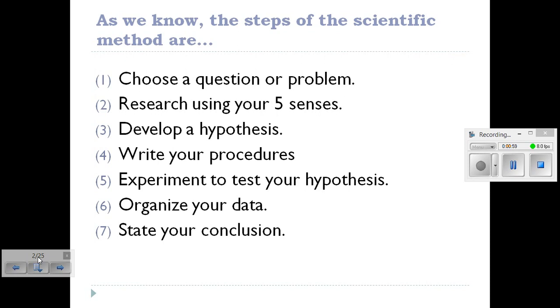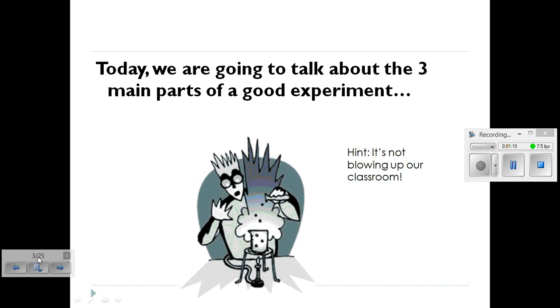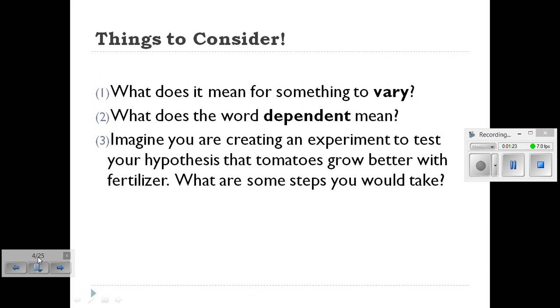Now, those are the steps of the scientific method, but there are more specific things that we need to look into when we're planning an experiment. Today, we are going to talk about the three main parts of a good experiment. I'll give you a hint. It's not blowing up our classroom. So these are things to consider as we go through the presentation.